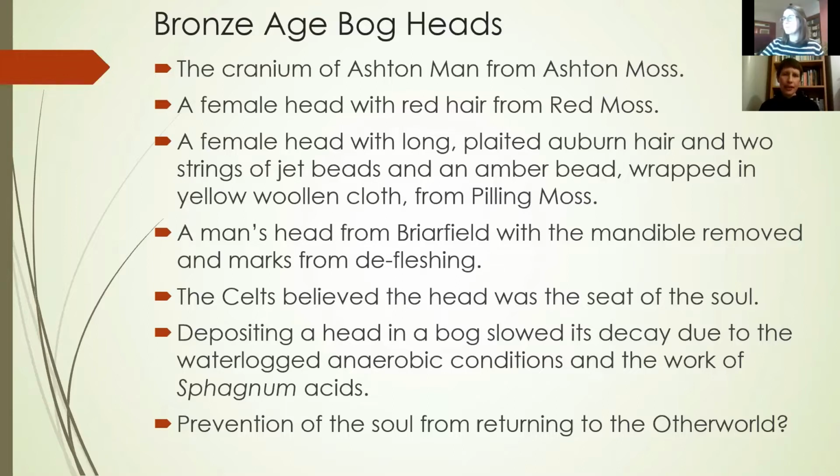So one of the bog heads we have from the local area is the cranium of Ashton Man from Ashton Moss. We also have a female head with red hair from Red Moss. Another one is a female head with long plaited auburn hair and two strings of jet beads and an amber bead wrapped in yellow woollen cloth from Pilling Moss.